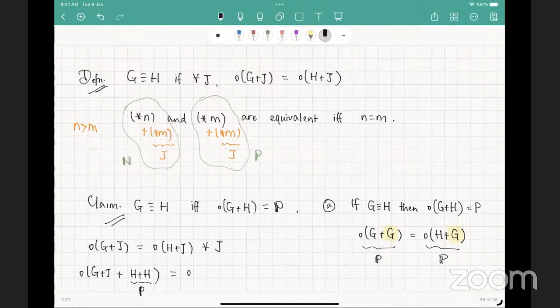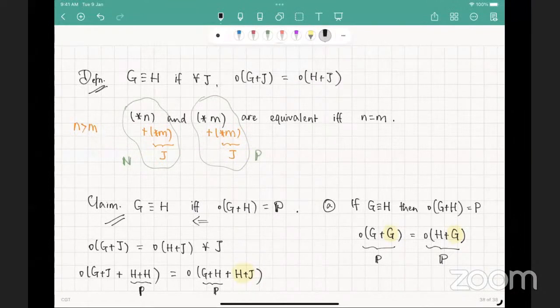But now we do some grouping, because remember, our goal is to get to H plus J eventually. So let's try to write that down as G plus H plus H plus J. Notice that H plus J is what we want, and G plus H is something that we know to be P by assumption, because this is the direction that we are trying to prove right now.